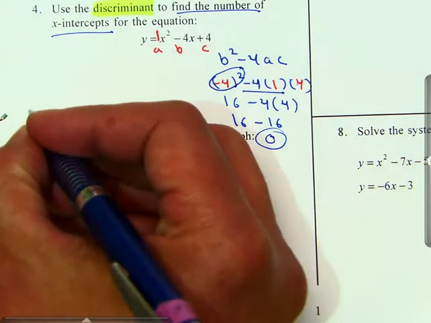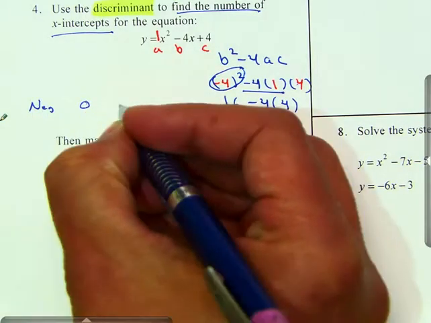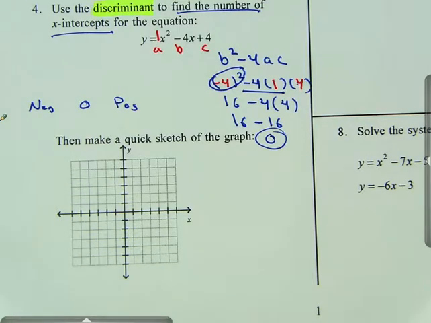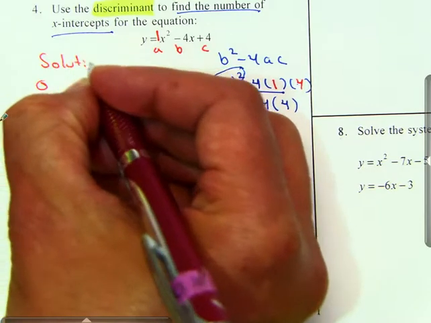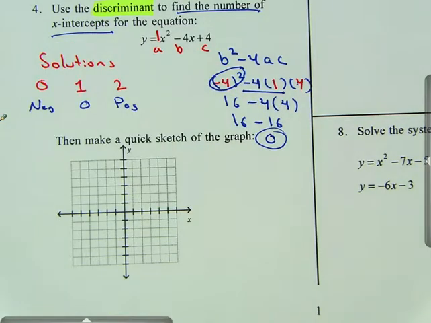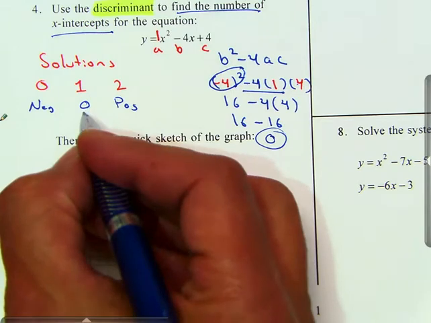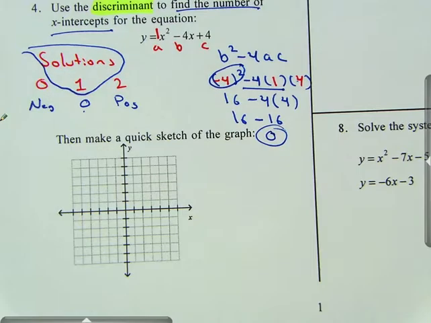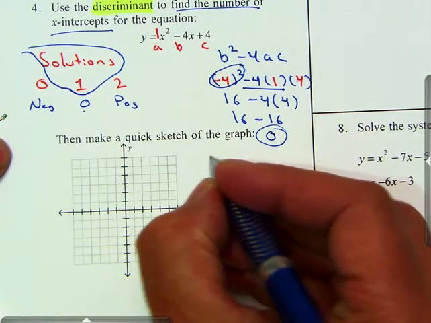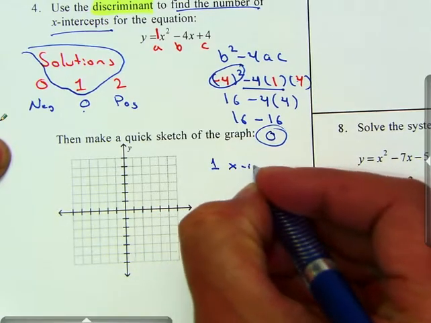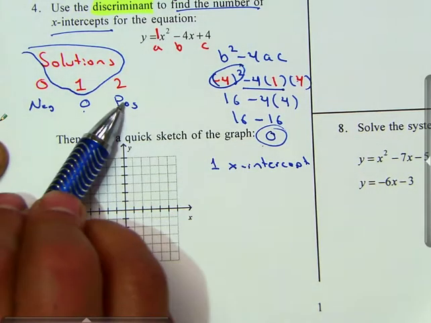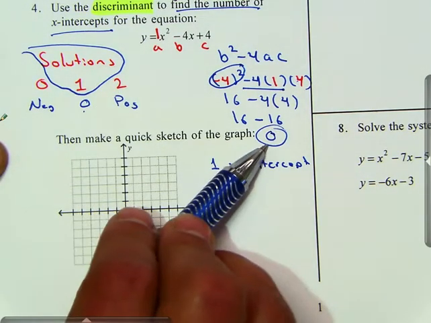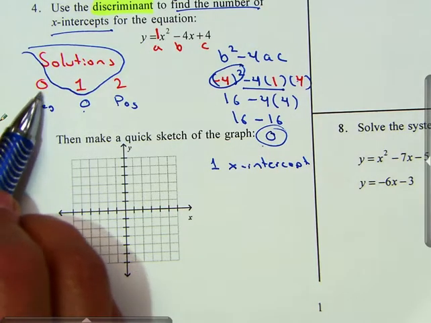So therefore, I'm going to place negative, 0, and positive. 0, 1, 2. Your solutions are the same thing as your x-intercepts. In this case, we have 0, so therefore we have one solution. So we have one x-intercept. If this was a positive number, then you'll have two x-intercepts. If you end up with a negative for your discriminant, you end up with zero x-intercepts or zero solutions.